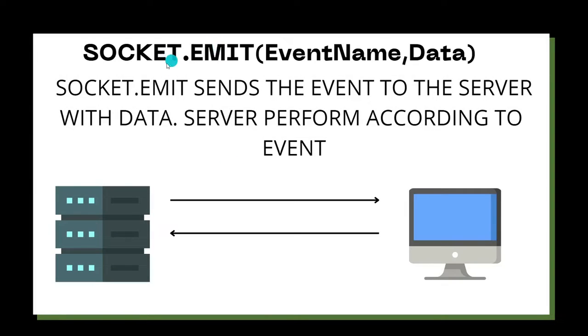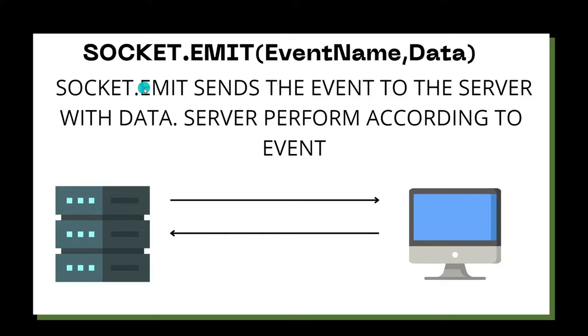So what is Socket.emit? If the user on the client wants to send data, or the client wants to send something to the server, the client can use the Socket.emit method. So we will use the Socket.emit method on the client side. And if the server wants to send data to the user, we will use the Socket.emit method. So we can use the Socket.emit method on both the server and the client side.